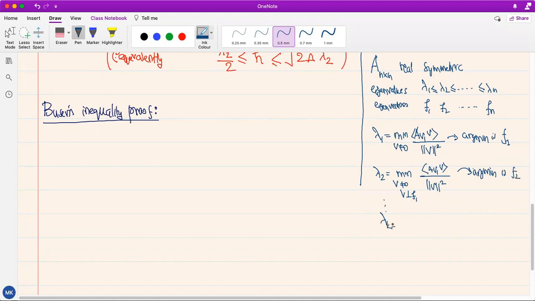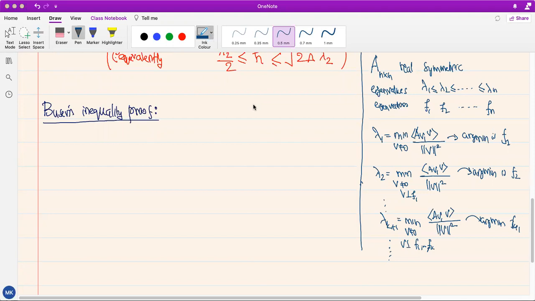In general, lambda k plus 1 will be minimizing the same ratio of the quadratic form to the norm squared over V not equal to 0 and V orthogonal to F1 up to Fk. So V should be orthogonal to each of the Fi's up to k. The argmin will give you F k plus 1. This is one way; you can start from the top and do max, or you can go from the bottom and take min. If you do max, you will get lambda n. Then you take V orthogonal to Fn and maximize, you will get F n minus 1 and lambda n minus 1, and so on. Or you can go from below. Both are possible. So this is what we are going to use here.